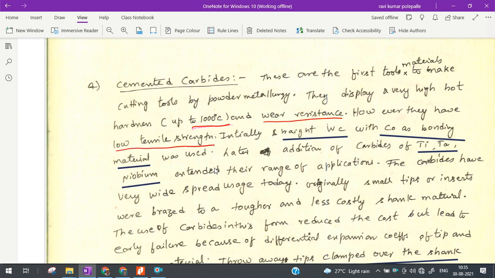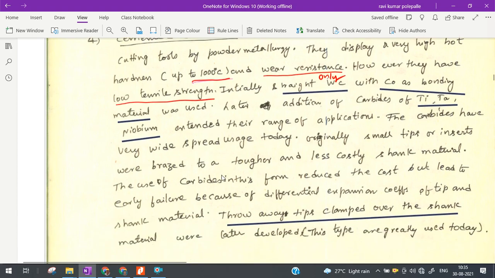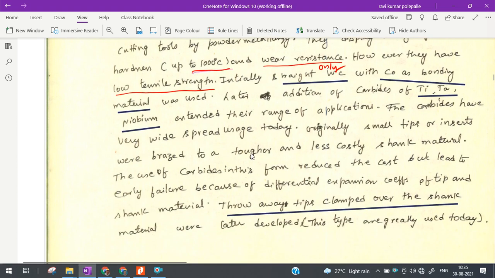If you talk about the cemented carbides, initially only tungsten carbide, that means only WC, with cobalt as a bonding material was used. Later, the carbides of titanium, tantalum, niobium were also added, and therefore the applications also improved. The carbides are tools which are used very widely these days. So, very widespread usage.